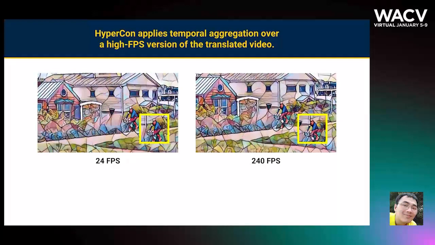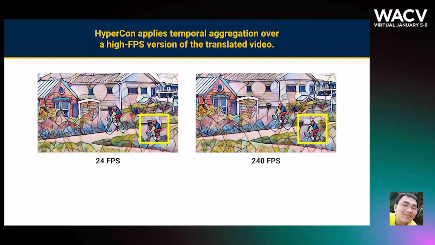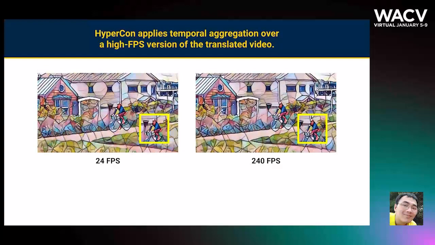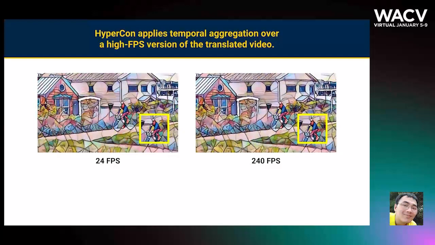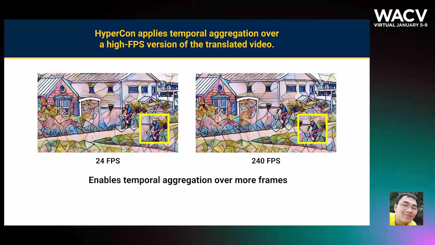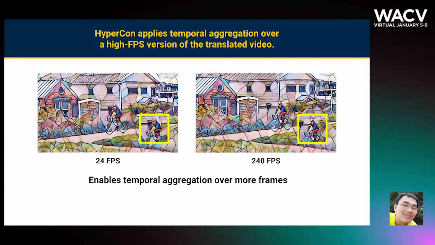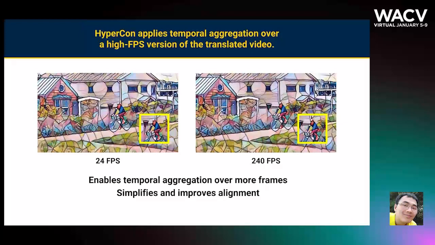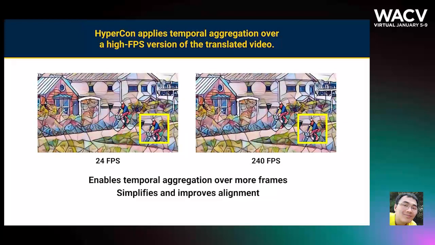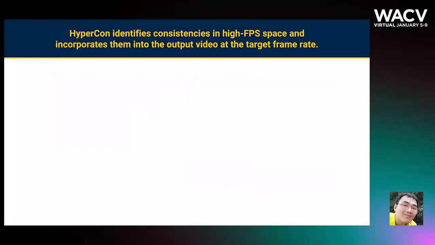Although we can temporally aggregate frames over the original frame rate, we instead opt to do so over a high frame rate version of the video, which provides 2 benefits. First, it allows us to aggregate over more frames, which increases the influence of stable components on the final result. And second, it decreases the amount of motion within a sliding window, which makes alignment easier and more reliable. In summary, HyperCon identifies temporally consistent components in a high frame rate version of the translated video and incorporates these components into the output video at the target frame rate.